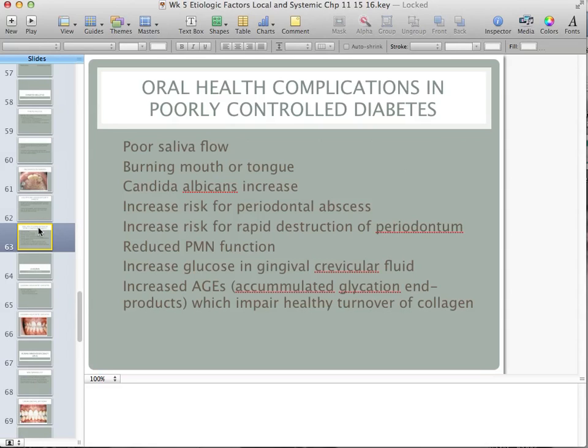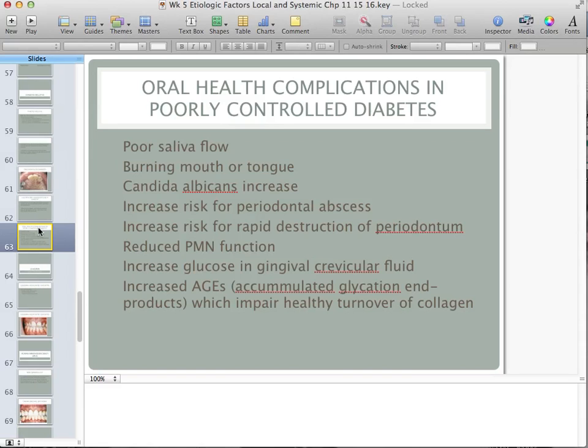Oral health complications in poorly controlled diabetes. Remember, diabetes isn't the problem, it's uncontrolled diabetes. So, what happens as a complication in the mouth due to this? For diabetes, you could have poor saliva flow or xerostomia, burning mouth or tongue, Candida albicans, increased chance for perio, like we talked about, increased rapid destruction of the periodontium, which again is a sign in periodontal disease, reduced PMN function. So that is your neutrophils, polymorphonuclear leukocytes.